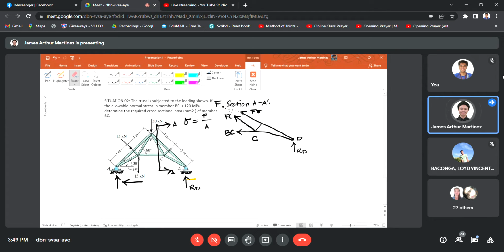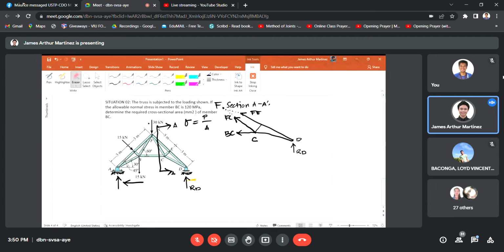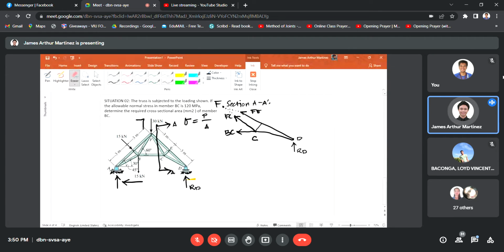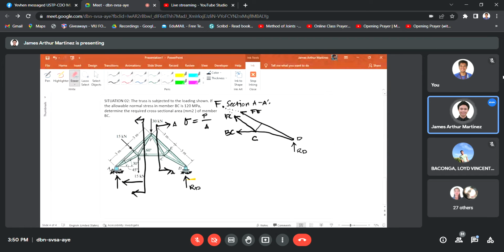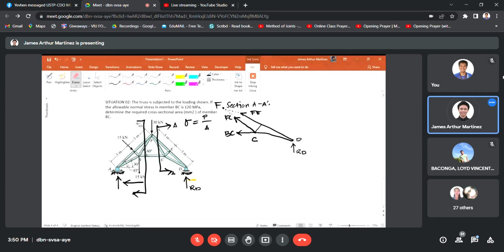Unlike if your cutting plane in the method of sections would be in this manner, then you have a lot of forces or external loads to consider. You have 15 kilonewton and another 15 kilonewton, no? So they will be included in your analysis since you are analyzing the left side part of your truss.